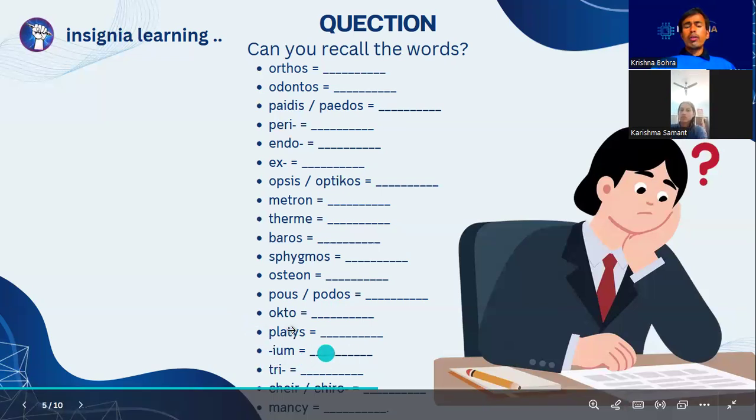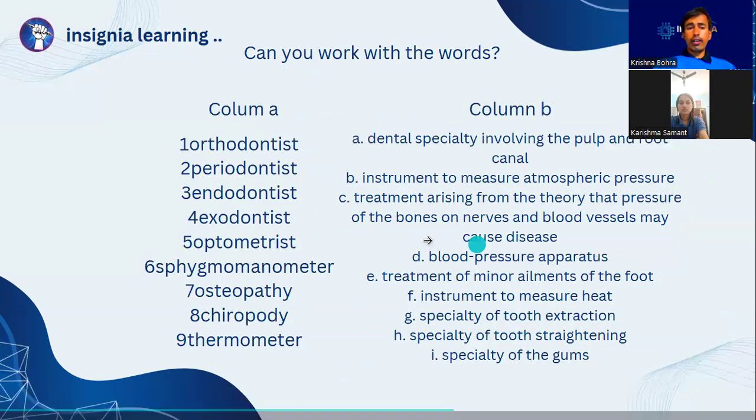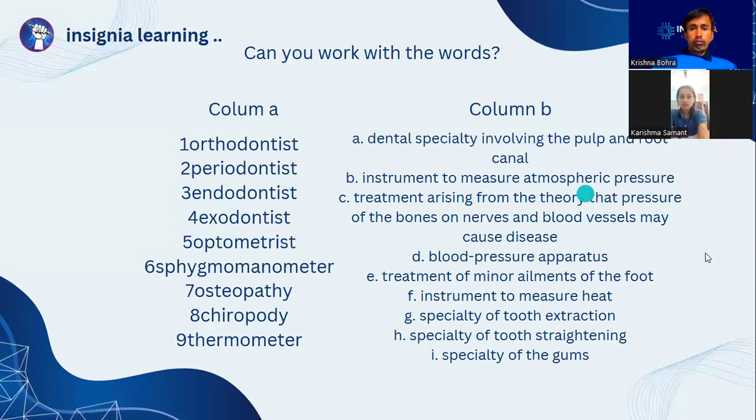Now we have two similar words. I'll send the PPT so you can have a look at these words. Cheiro means hand. Mancy, I think, is related to hand reading. Okay, now we have column matching. Now you have to match column one to column two.